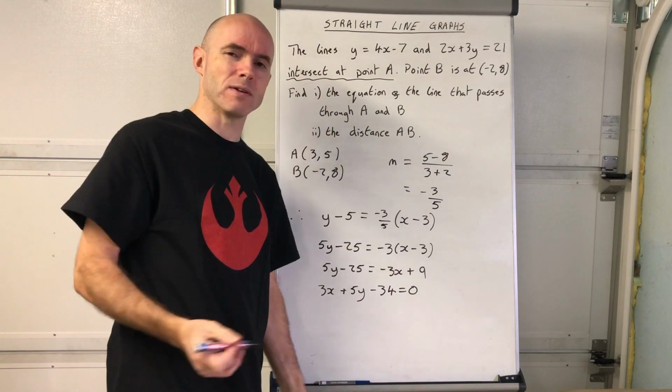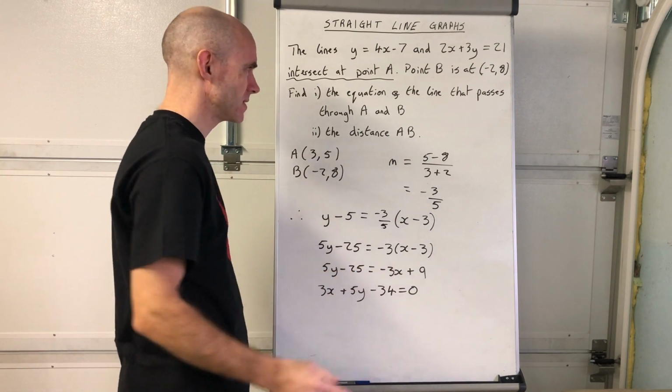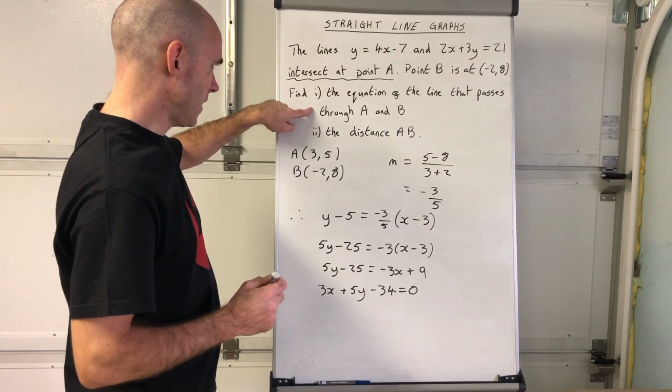Okay, it's usually a good idea to be in the habit of writing in this form, because that's often how an exam wants it left: ax plus by plus c equals 0, where a, b, c are integers. Okay, so that's that bit done.